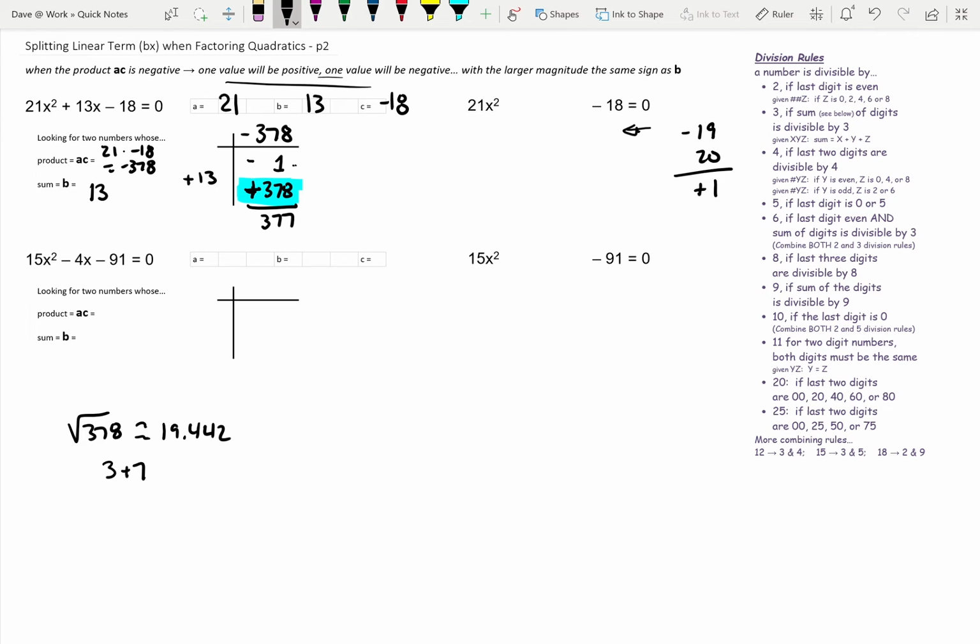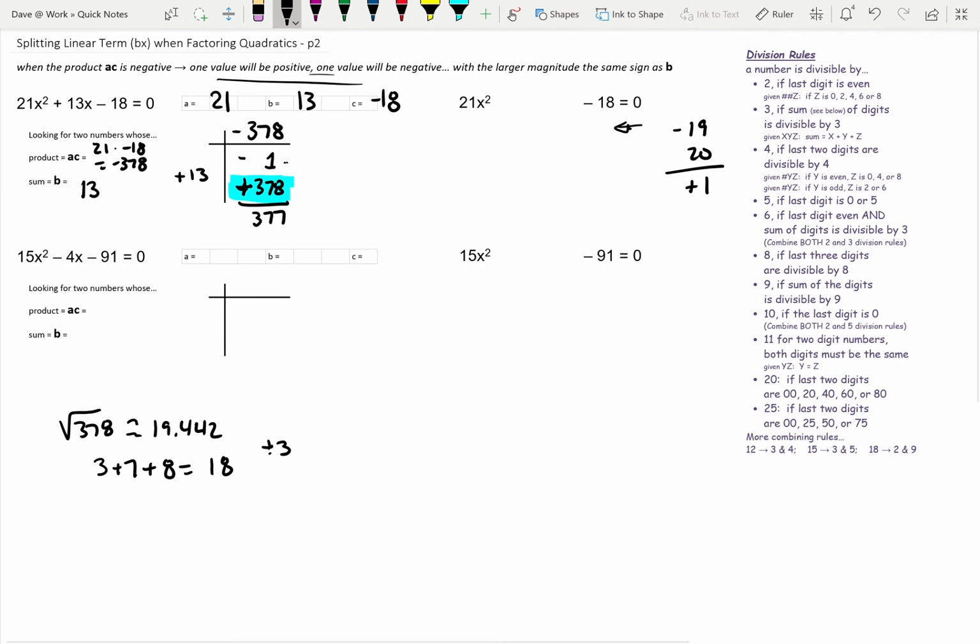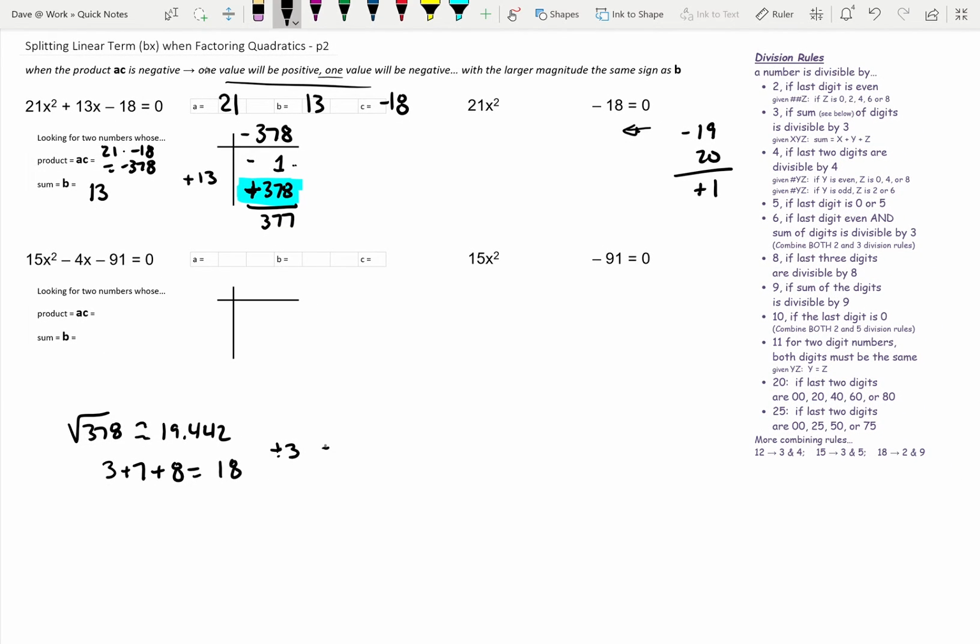I know that if I add up 3 plus 7 plus 8, I get 18. That means 18, that number is divisible by 3, so my whole value is. I know that 378 is even, and divisible by 3 makes it 6. I know that 18 makes this divisible by 9 because 1 plus 8 is divisible by 9, along with 3 plus 7 plus 8. And I also know then, because it's even, divisible by 18.